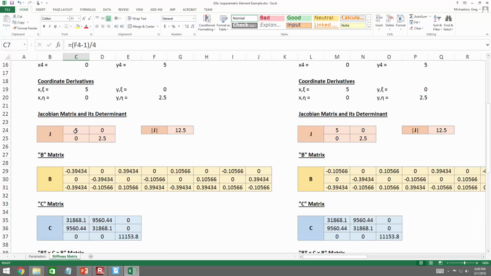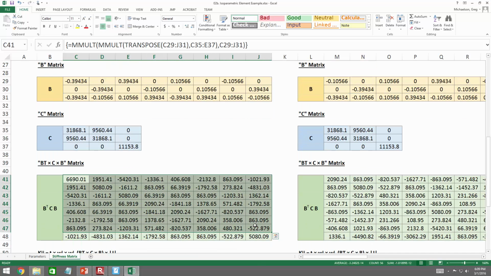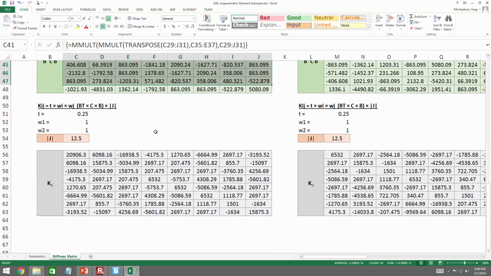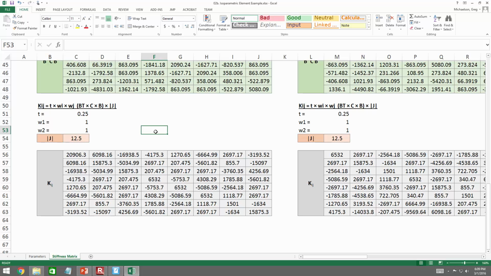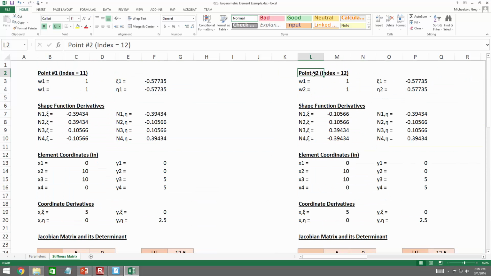Make sense? Here's my B matrix. Here's my C matrix. B transpose C B. I know that's just a big matrix multiplication, but it's something you can do in Excel. And then how do I calculate the actual stiffness matrix? Well, I have to multiply it by my weighting functions, B transpose C B. I have to multiply it by J because that's a scaling factor. And then I have to multiply it by the thickness. Okay? So I get a stiffness matrix for that term. Do it all again. So that's my stiffness matrix for index 1,1. Then I do index 1,2.